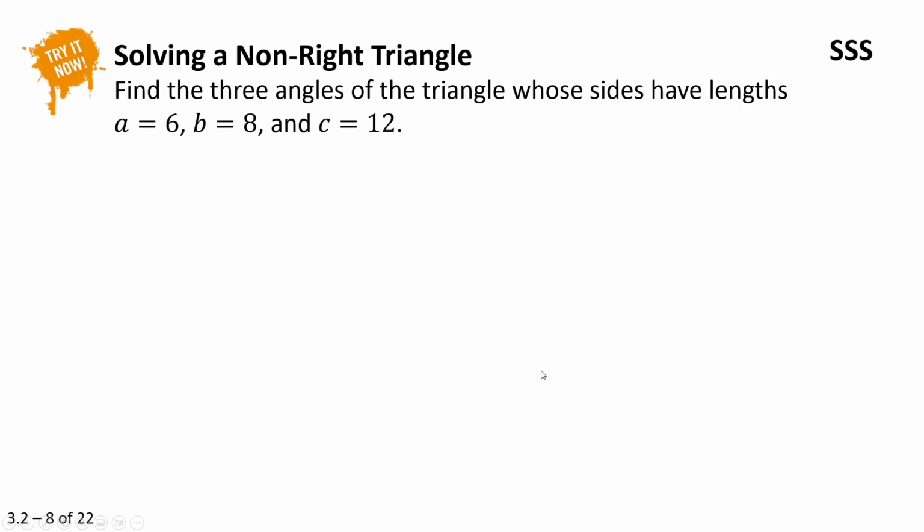All right, so I'm going to give you this problem very much like this one. Find the three angles of the triangle whose sides have these three lengths here, 6, 8, and 12. A, B, and C, you have to find all three angles there. So take some time for that, and we'll be back in just a few minutes. Pause the video if you would, please.